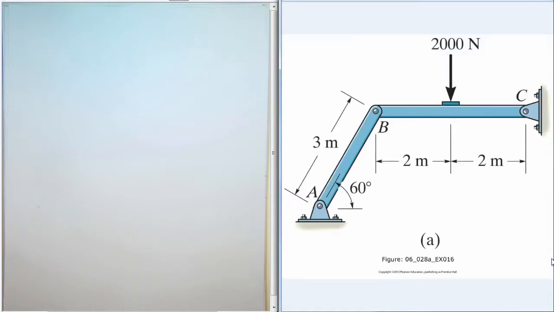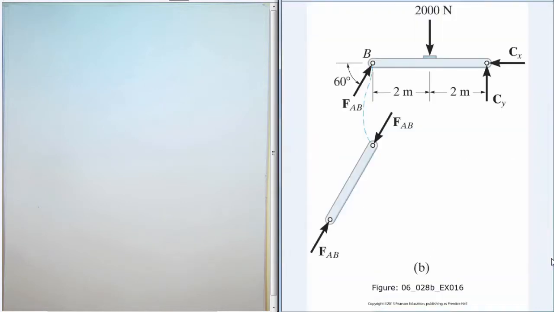Here's another example. This is a frame made up of two links, AB and BC, and if we want to find the forces in these members, we would follow the same procedure. Again, AB is a two-force member, so we know the direction of those forces, and then BC is shown with its reactions and the external 2,000 Newton force.